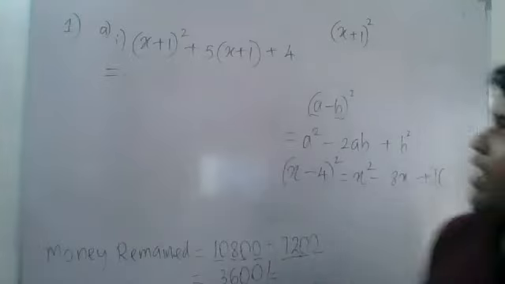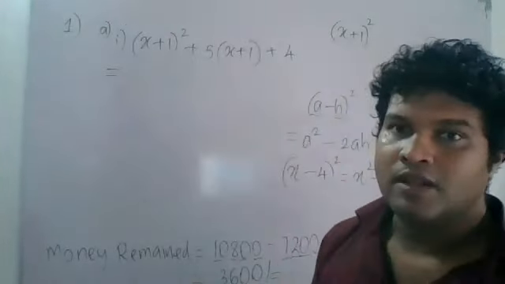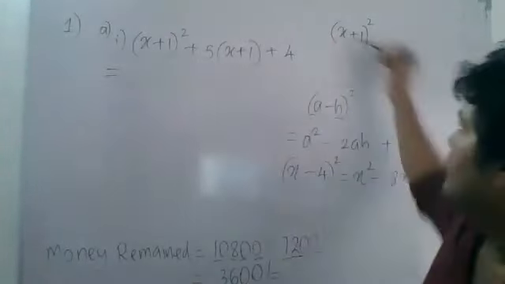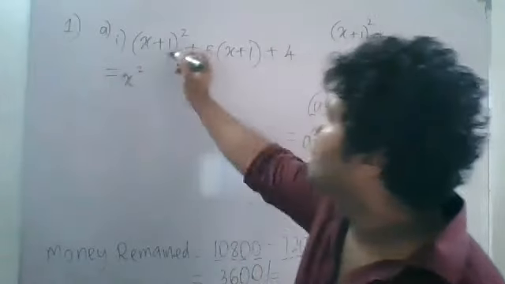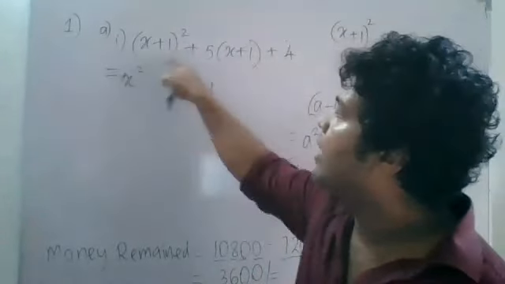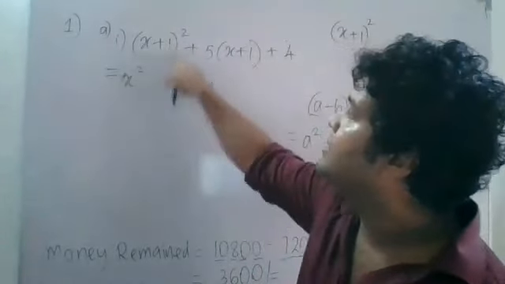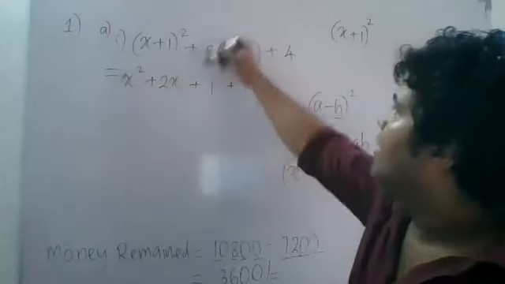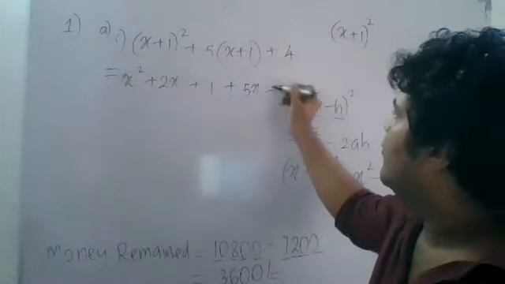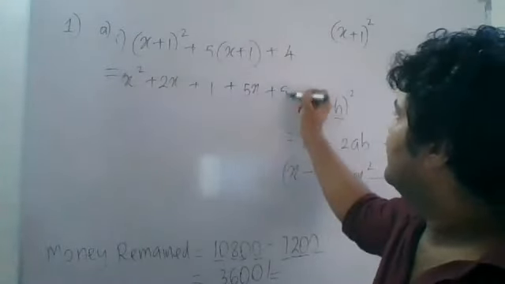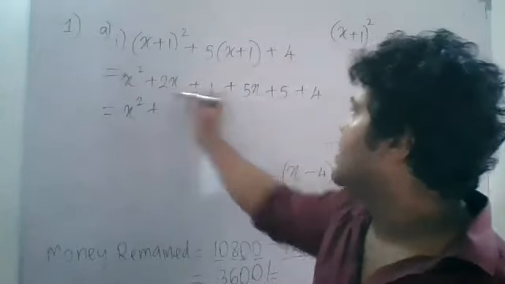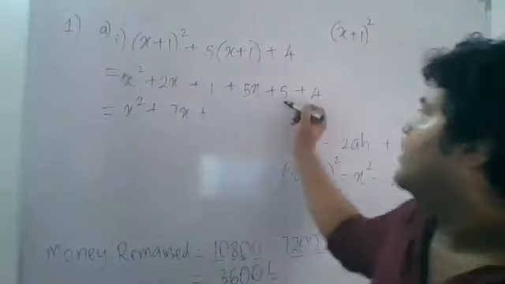According to that concept, we have to expand this. Right? Lesson number 4. Then front square, x square, and back square, 1 square, 1. And front-back 1x, double it, 2x, plus. And plus 5 times x, 5x. 5 times 1, 5. And you know that plus 4 is plus 4. X square, 2x, 5x, 7x, plus 10. This is the answer.